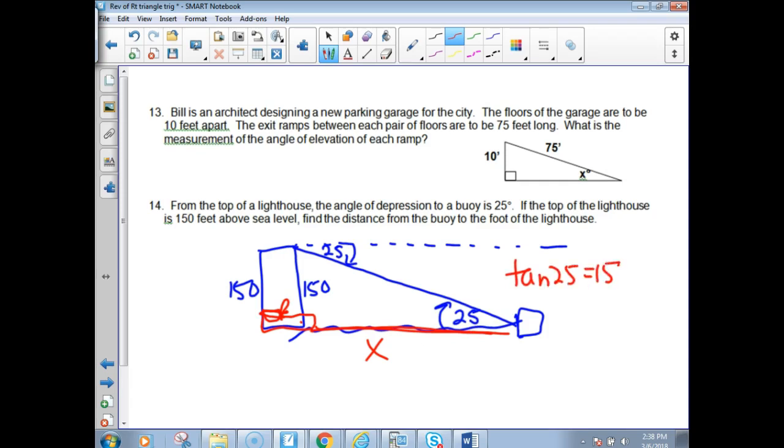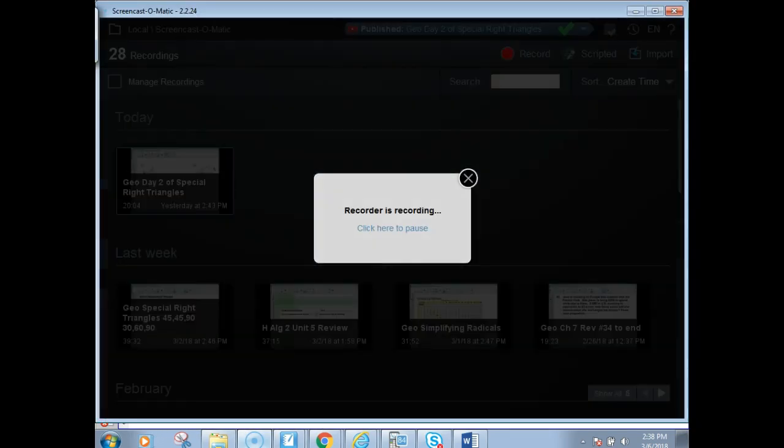What's that? Oh, Haley. Pops. I've got to try to... Oh, Screencast-O-Matic. See?